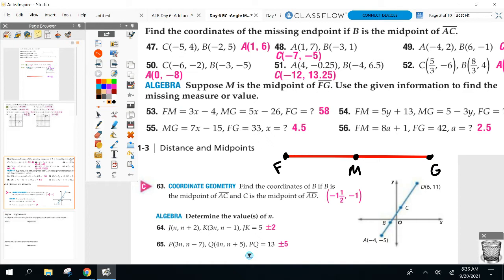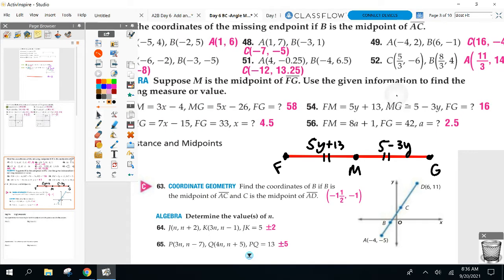If M is the midpoint of that line segment, what conclusion can I make? Good vocabulary use right there. FM and MG are the same length. All right, just because M's the midpoint. So FM is 5y plus 13. MG is 5 minus 3y, and I cut it off here. What is the value here? Oh, what's FG? Okay.